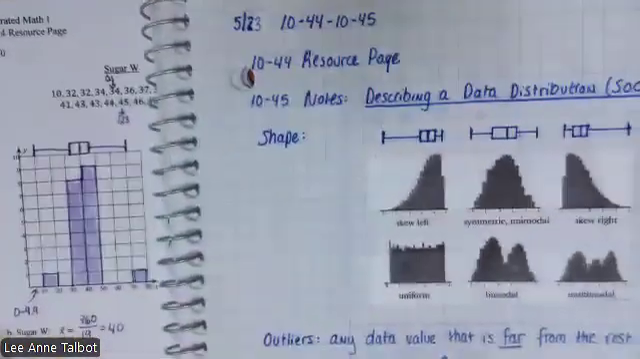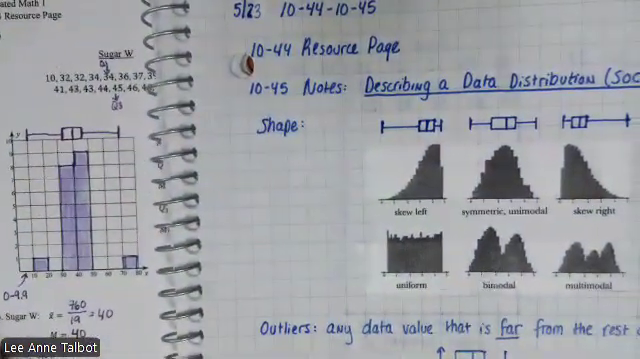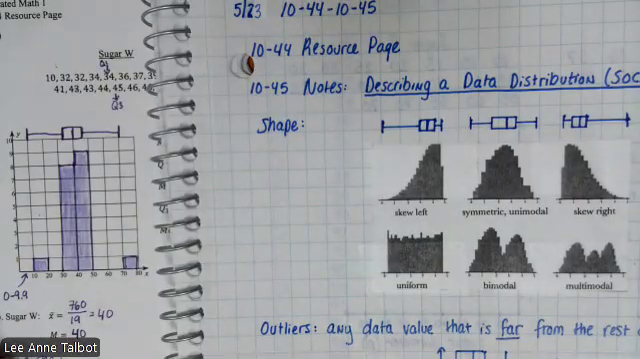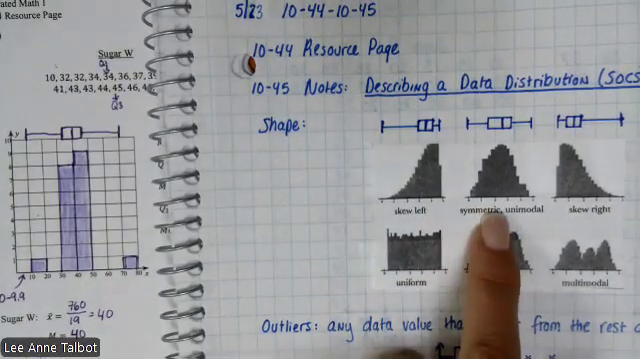Okay, now look at this picture. What shape is this most like? Yep, symmetric. Perfect. And I like to say, because in stats, things are not perfect.